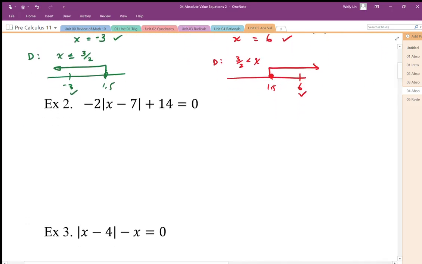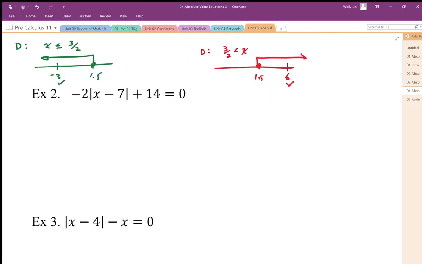So let's apply this again. We have here, we want to solve for the absolute value. So divide by -2, end up with that equation. Okay. Once I get to this part, the main idea then is when I undo this absolute value, I have to consider the positive situation.